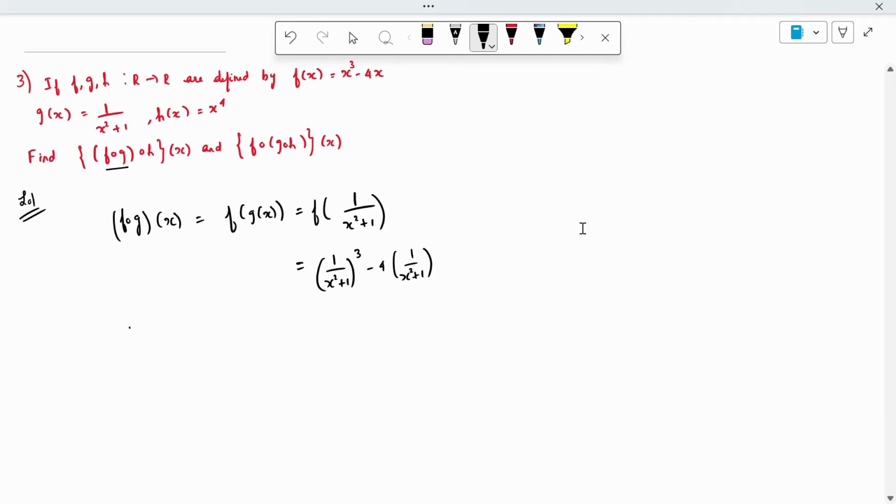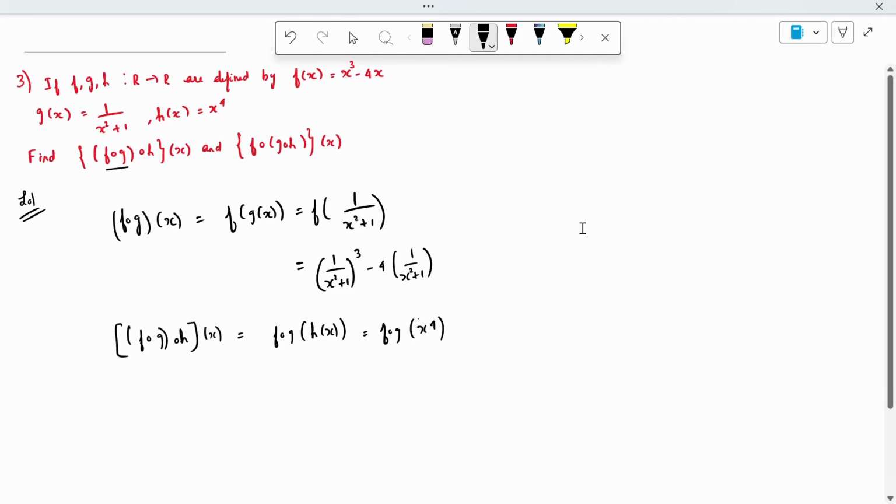Into H composition you still have to do. So I will do H composition also. That means F composition G of H of x. So that is the meaning. F composition G of H of x, where H of x is x power 4. In this answer, I will write it as a power itself so that it will be easy for us to do: x square plus 1 the whole power minus 3, minus 4 into x square plus 1 the whole power minus 1. If I keep it like this, it is easy for me.